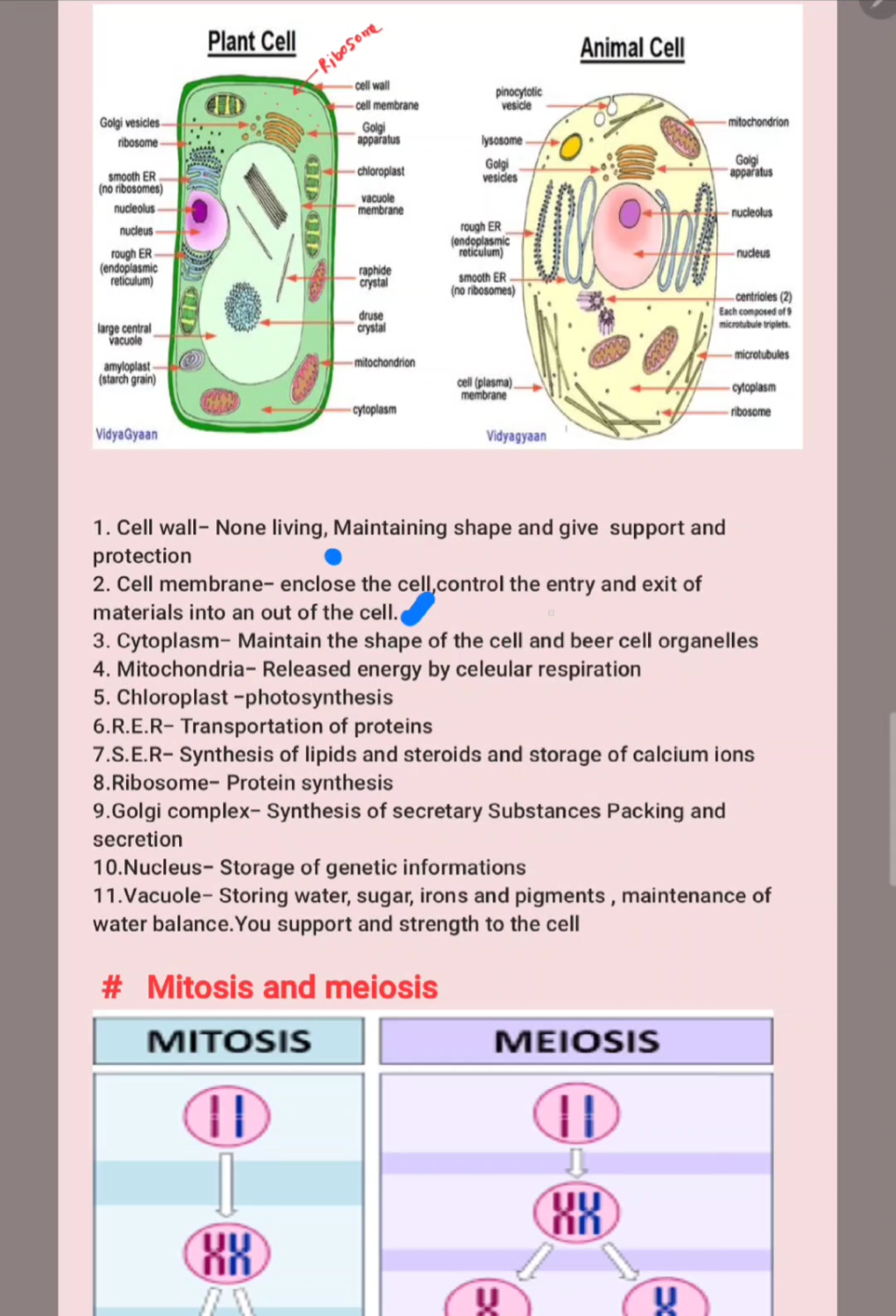Then cytoplasm is an aqueous medium. It maintains the shape of the cell and bear cell organelles. Cell organelles bear, right? This cell wall, cell membrane and cytoplasm are not considered as the cell organelles.